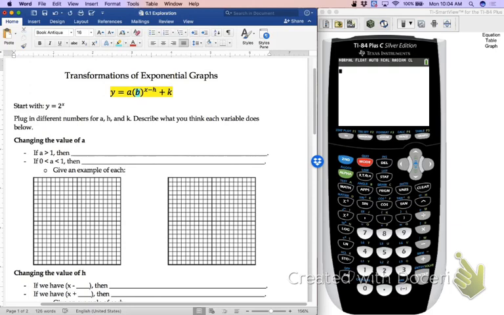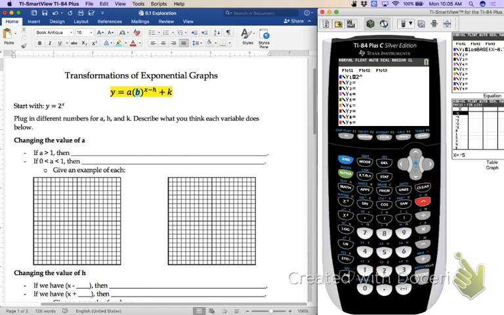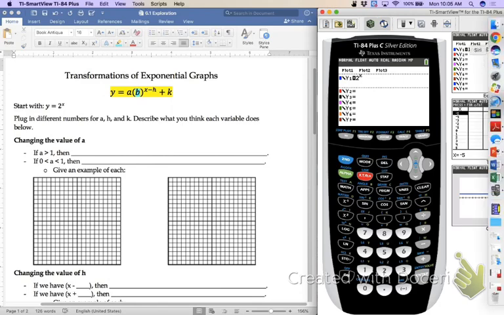Your b value though, for right now, if you look over on the side wall, the parent function or the original function is y equals 2 to the x power. All that means is if I go to y equals, clear that out, and I type in 2, and I hit the caret button, and then change this first. So 2 to the x power.